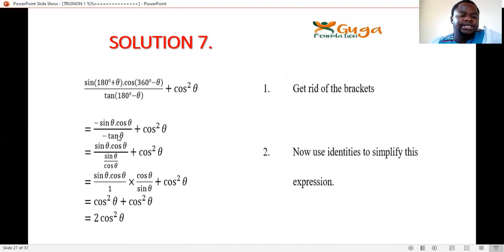So you can also change this sign. Negative and negative will be positive, so they cancel out. Then you can change this tan into sine over cos. Are we together? So now this is a long division. When you change division into multiplication, the numerator becomes the denominator, and the denominator becomes the numerator. So now you'll have cos over sine plus cos squared theta. So now the sine and the sine can cancel out. Then you are left with cos and cos, which will be cos squared theta plus cos squared theta, which is 2 cos squared theta. This is simple.